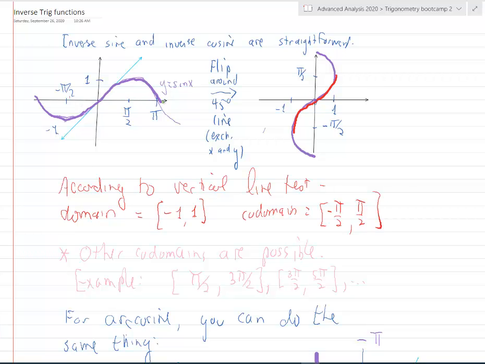Now this point here on the x-axis, that's pi, is going to twirl up to the same point on the y-axis, which is pi. So you can see that this point here is going to go up to this point here. Similarly, this point here at minus pi on the x-axis is going to go down to the point at minus pi on the y-axis. So twirling around the 45-degree line exchanges the x and the y, which is exactly what you want to do for the inverse function.